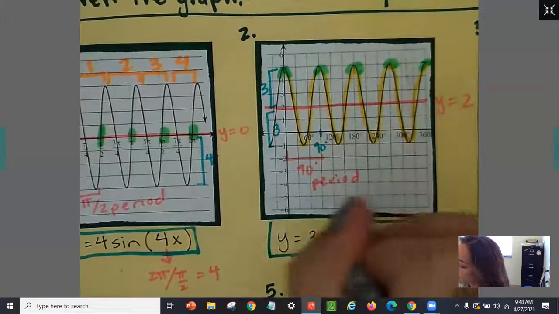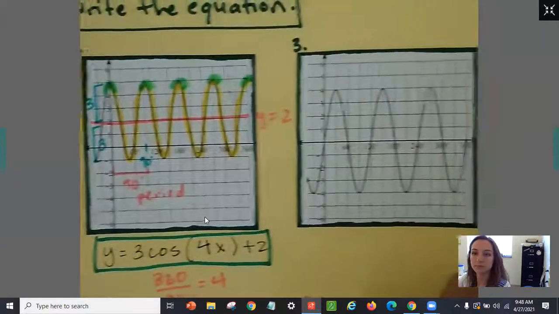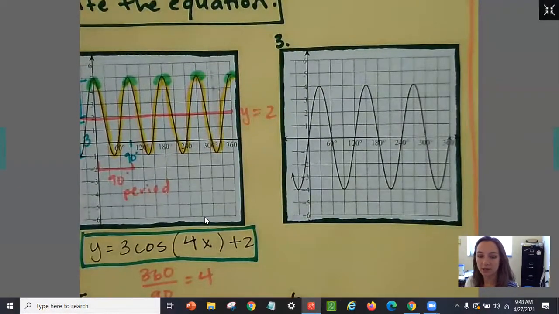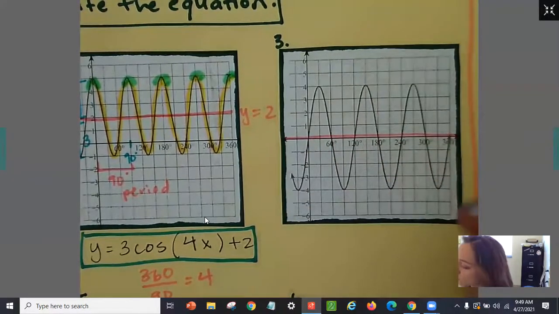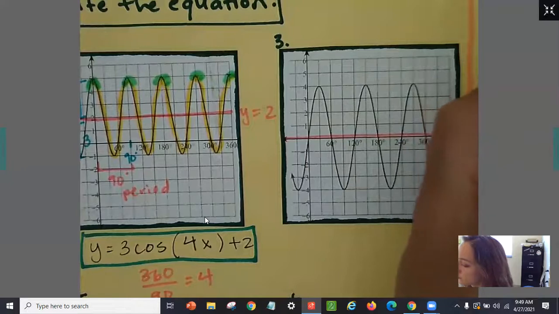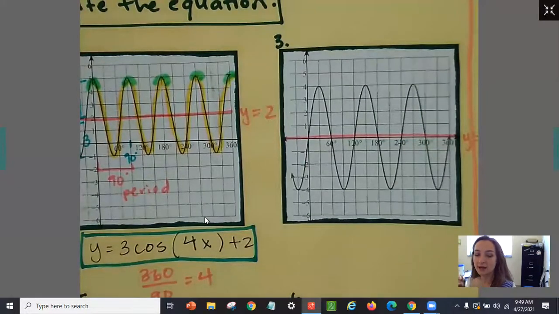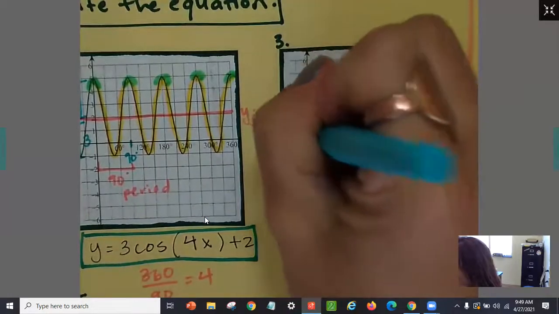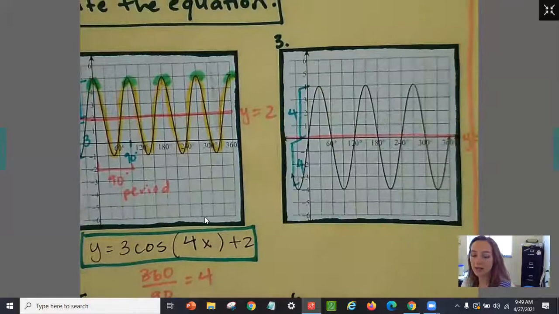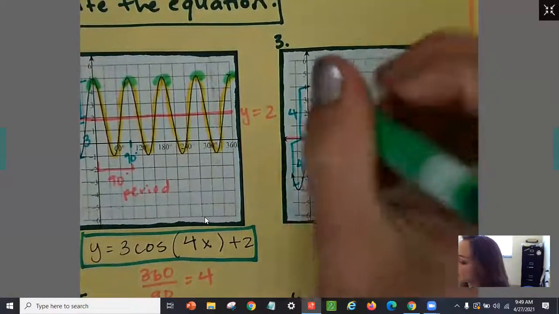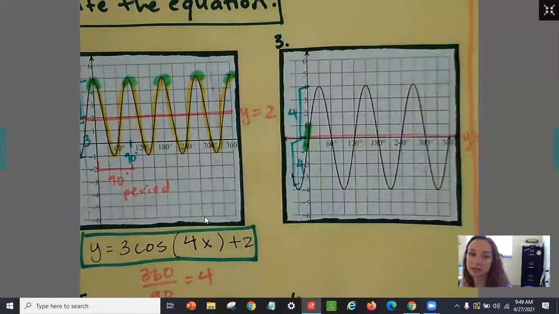Okay, let's look at another one. All right, here we go. Let's look at the midline first. You can see that the midline here is going to be at 0. So y equals 0. Okay, and we also want to look at our amplitude. So this graph is going up 4, down 4 from the midline. Okay, and this is going to be sine because it is going through the middle of the function. And this is a positive slope, so it's going to be positive sine.